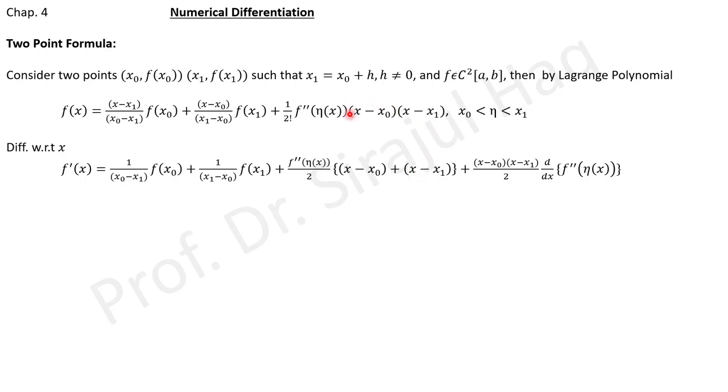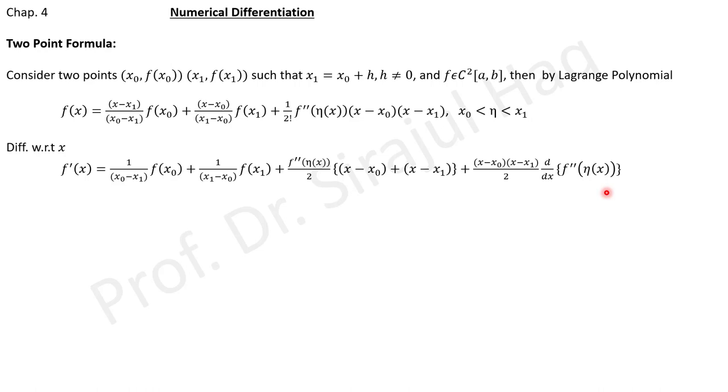Plus this term, multiplied by the derivative of this function. So you can see the derivative of this function. By the chain rule, this can be the third order derivative of f at eta multiplied by d eta by dx. But remember, since we don't know the explicit relation for eta, we are in trouble here.